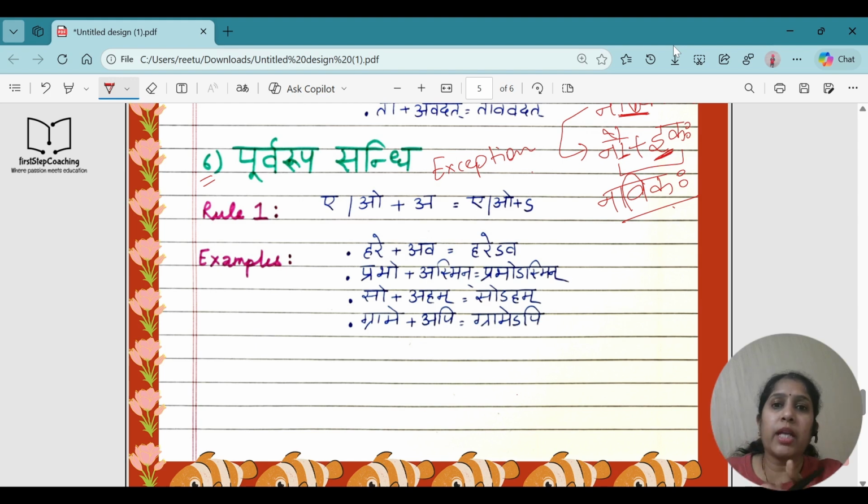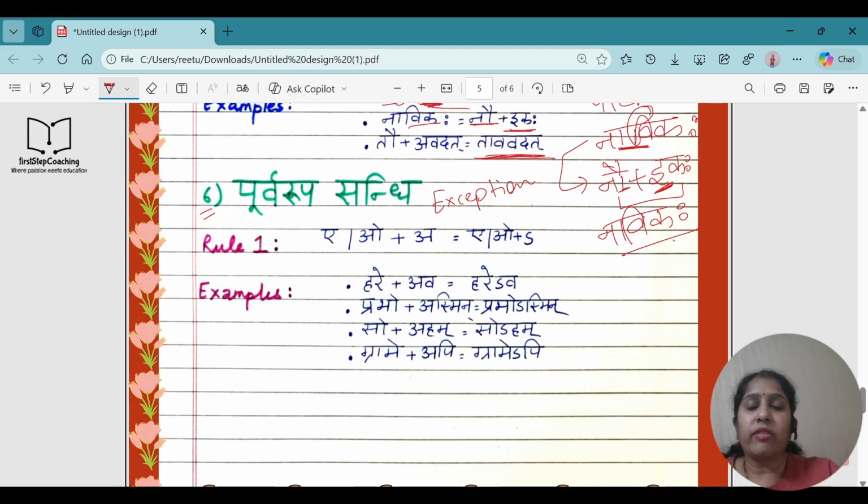Okay, you will see that the rules are getting conflicted, but in ayadi sandhi what happens, we are just changing their pronunciation itself, right? Correct? Like tau avadat became tav avadat. Correct? But in Purvarup Sandhi, we are not going to change the pronunciation basically. And if you do both ways, it is going to be correct only. Fine. It's not going to be wrong. So it's just an exception to your Ayadi Sandhi.